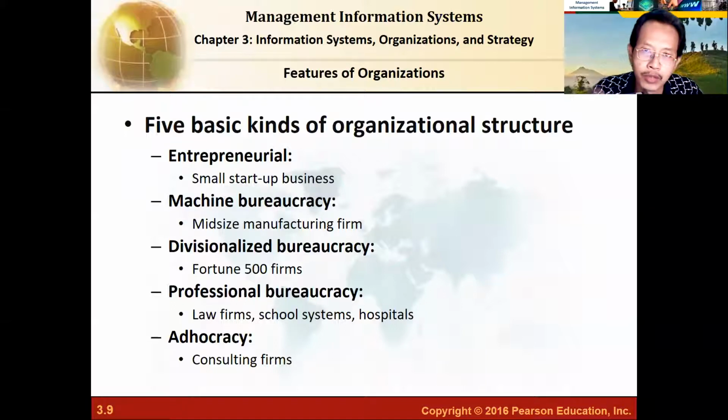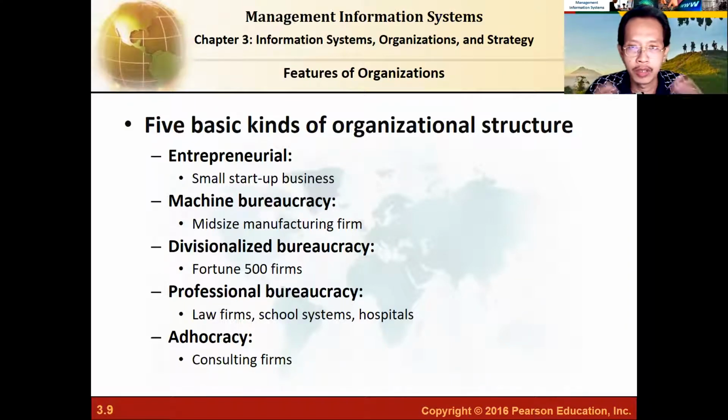Now, we were talking about structure as well. You can see here there are 5 types of organizational structures. First, entrepreneurial. These companies are very flexible. These companies are still able to take risks. They're still out of their comfort zone, easily changing, usually the small startup companies.